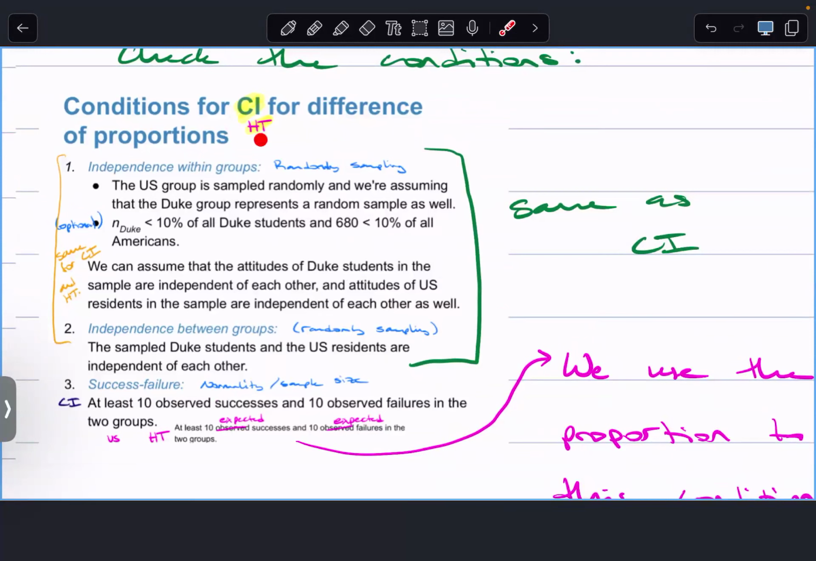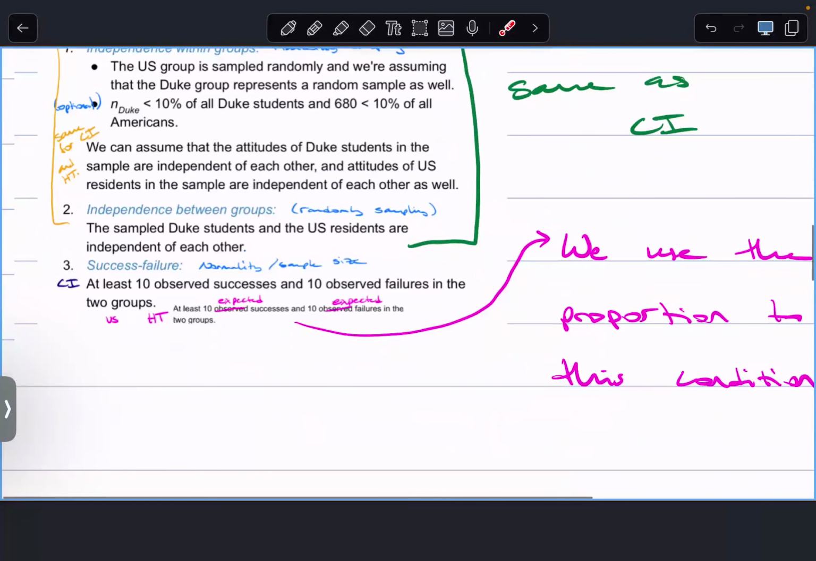Okay. And so highlighted, I added the hypothesis testing conditions. What's really nice is it doesn't matter if you're doing a confidence interval or a hypothesis test, these first two conditions are the same. So we have to have independence within the groups. So each sample has to be randomly selected. And we have to assume that the groups are independent of each other, which we can achieve by randomly sampling. So that's fine. Usually we have to assume that we've randomly sampled or we've actually randomly sampled. So both of those conditions are met by just randomly sampling.